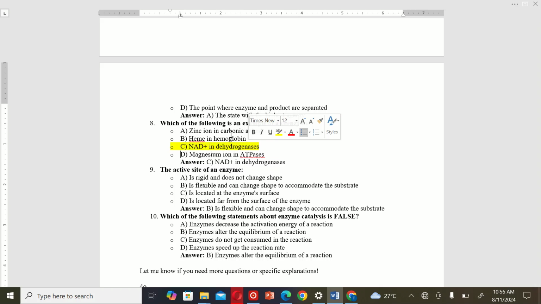The next MCQ is: the active site of an enzyme. A. It is rigid and does not change shape. B. Is flexible and can change shape to accommodate the substrate. C. Is located at the enzyme surface. D. Is located far from the surface of the enzyme. So the correct option is B.